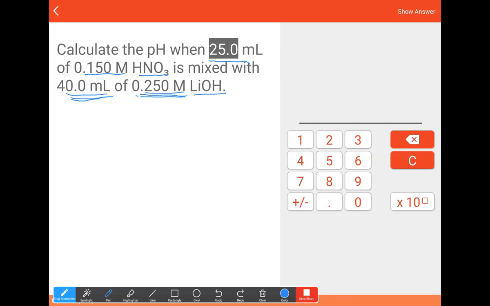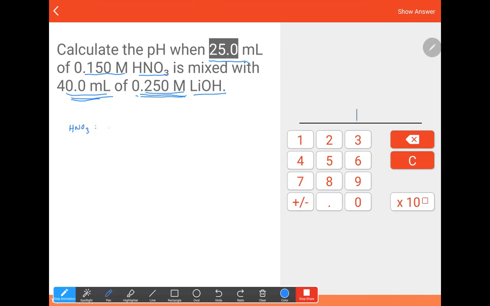Okay, so let's do some calculations. So titrations are done with moles. So we have to figure out moles. And then when we have the excess moles, we'll have to divide that by our total new volume. So let's find moles of HNO3.